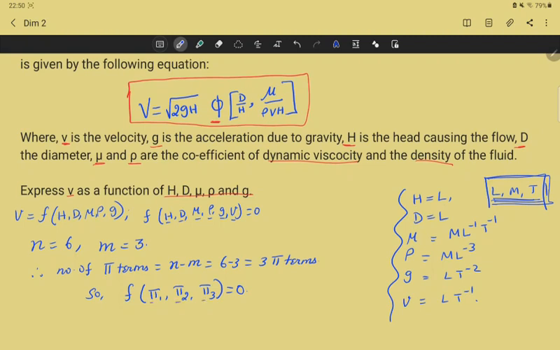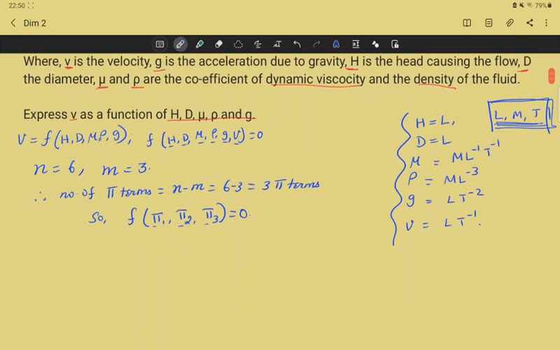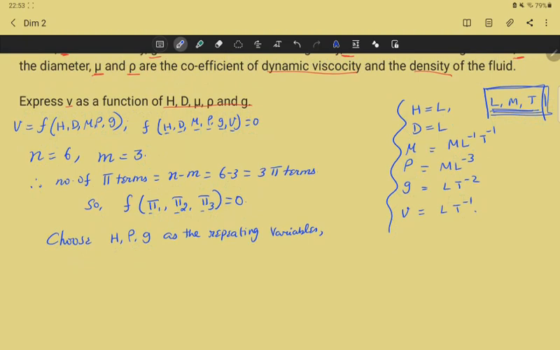So now I'm going to write the equation by choosing the repeating variables. I have already commented on how to do it, and it's also mentioned in the other videos. So I'm going to choose h, rho and g as the repeating variables. My dear people, if these are the repeating variables, what are the non-repeating variables? V, d and mu. These are the non-repeating variables.